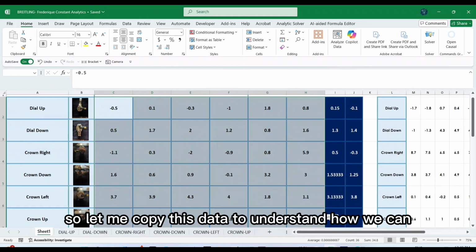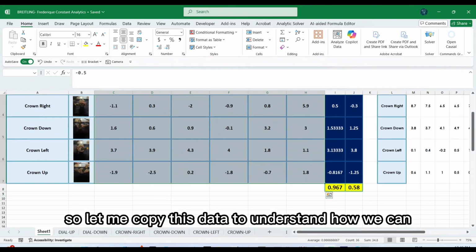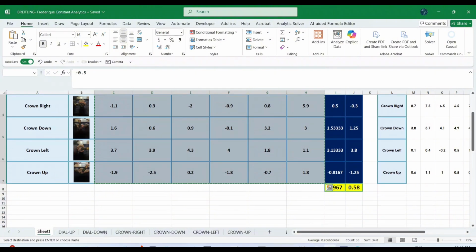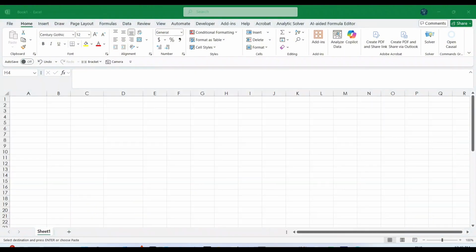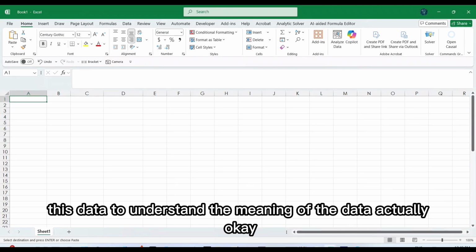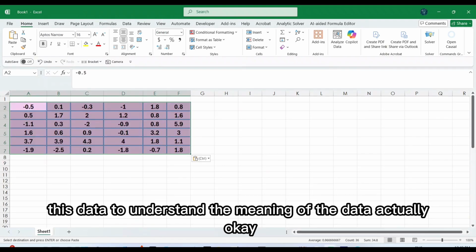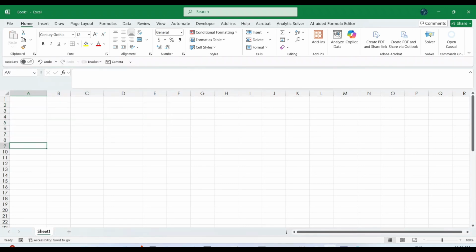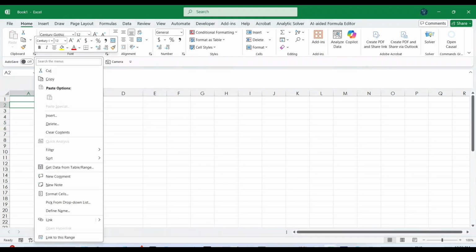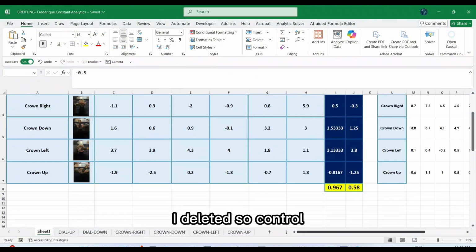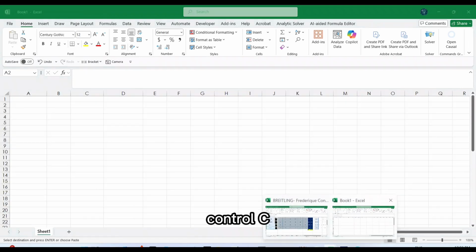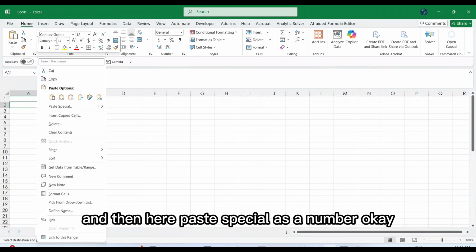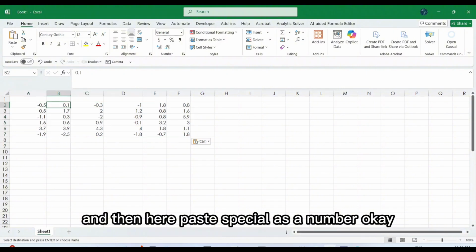So let me copy this data to understand how we can analyze this data, to understand the meaning of the data actually. Okay, so now, no, let me copy without formatting. Oh, I deleted. So Control C, and then here paste special as a number.